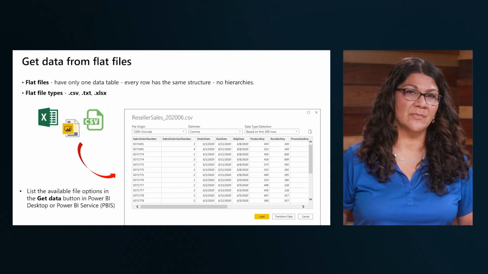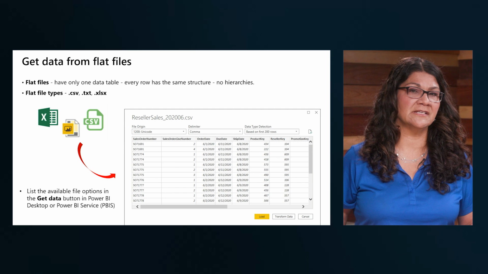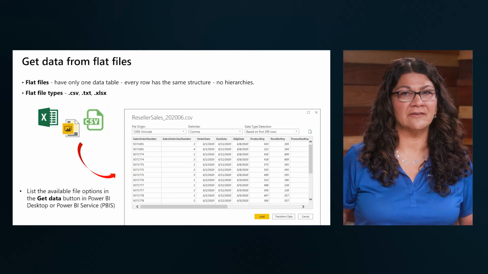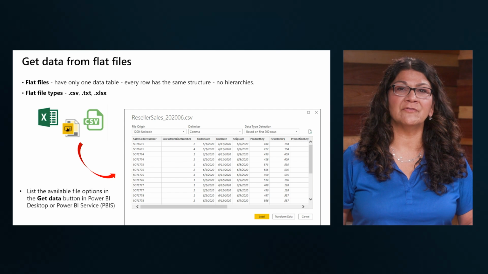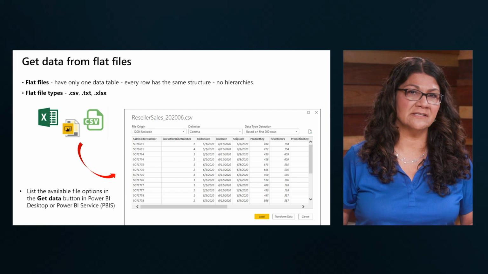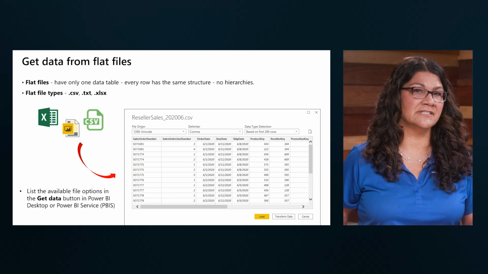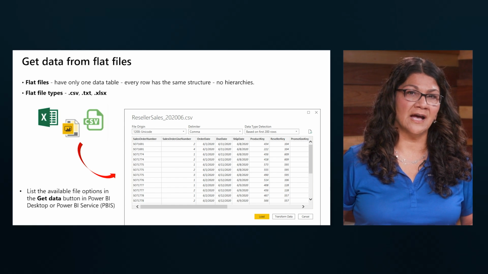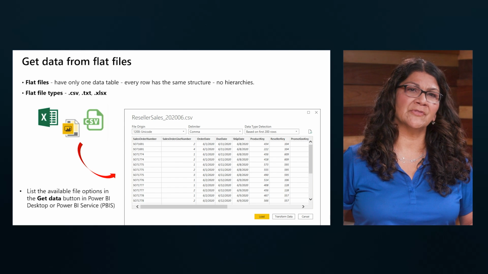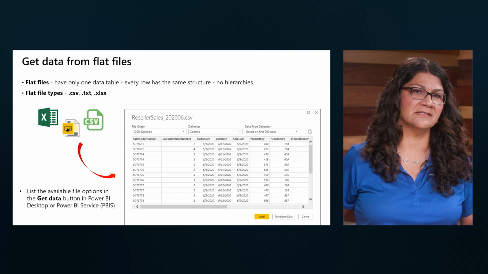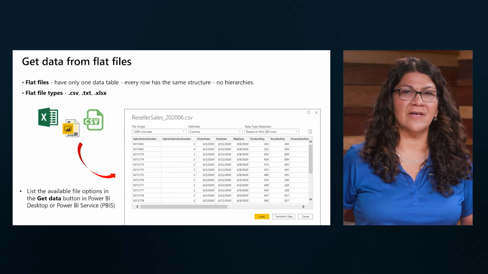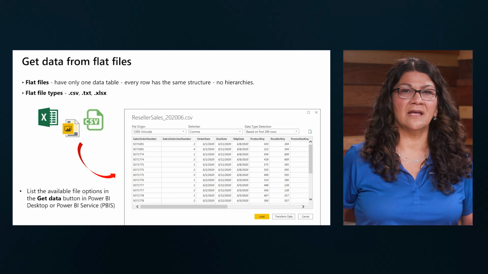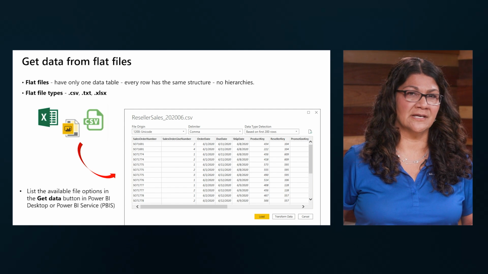Power BI Desktop allows you to get data from many types of files. One of the possible file formats is a flat file. A flat file is a type of file that has only one data table and every row of the data is in the same structure. The file does not contain hierarchies. Likely you're familiar with the most common types of flat files, which are the comma-separated values here, the delimited text file or the TXT files, and fixed width files also.